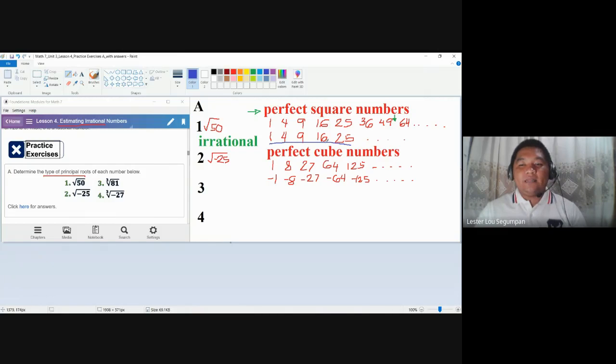So what do you think is the principal square root of negative 25? Since it cannot be a perfect square, in short, it cannot be rational, and we don't have negative perfect square numbers, it can also be irrational. Before I tell you the answer, I'm going to give you a further explanation. Let me stop sharing this screen and let me share to you a screen of a calculator.